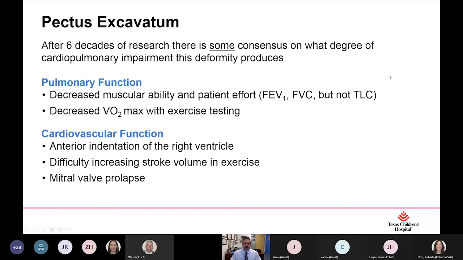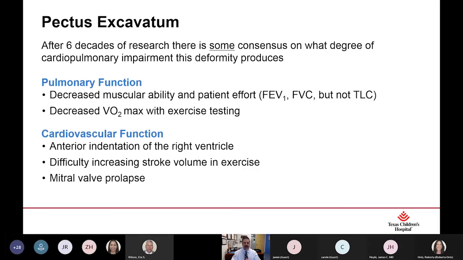People have studied these patients for many decades, and there's only some consensus on what degree of cardiopulmonary impairment there is. From a pulmonary perspective, we do see some changes in muscular ability and patient effort, specifically FEV1 and forced vital capacity, but not total lung capacity. And you'll see decreased transport of oxygen to the tissues that need it, measured as a VO2 max when you do exercise testing.